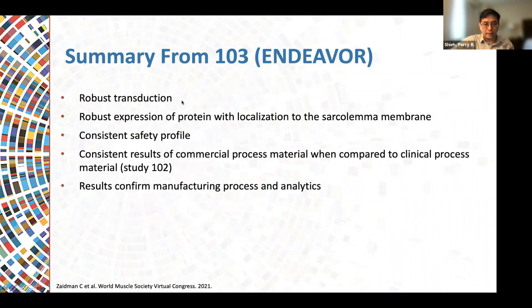So in summary, the Endeavor study, the first study I'm describing today, showed robust transduction and robust expression of protein with localization to the membrane. It had a consistent safety profile. And this is their first clinical trial where they're using what they call commercial grade manufacturing. This showed that the commercial grade process was very similar to what they had used in the previous clinical trial, which was basically gene therapy that was grown in an academic lab.